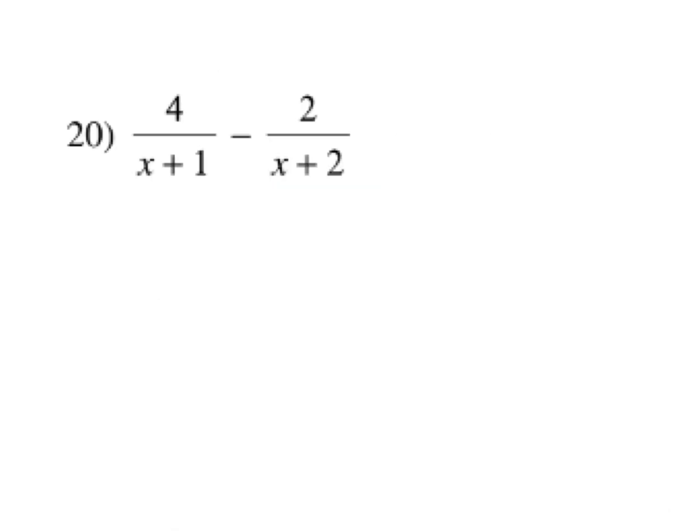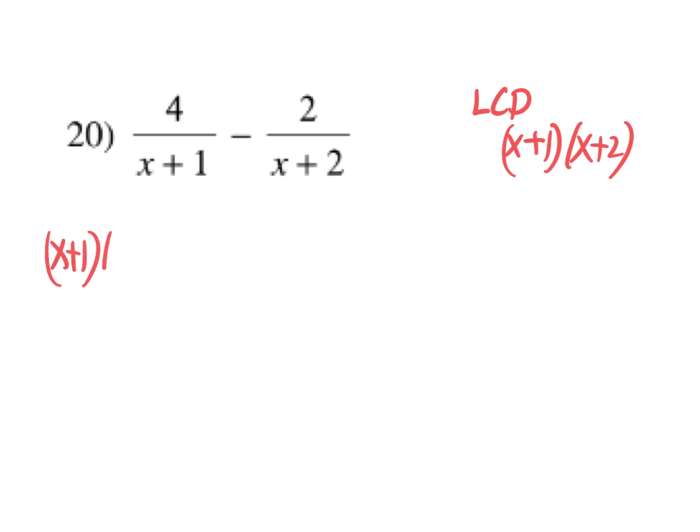Looking at number 20, we have a little bit more work to do here because we need a lowest common denominator. It must include both the x plus 1 and the x plus 2. And so what that means is I'm going to take my lowest common denominator, x plus 1, x plus 2, and I'm going to multiply it times my first fraction, which is 4 over x plus 1.